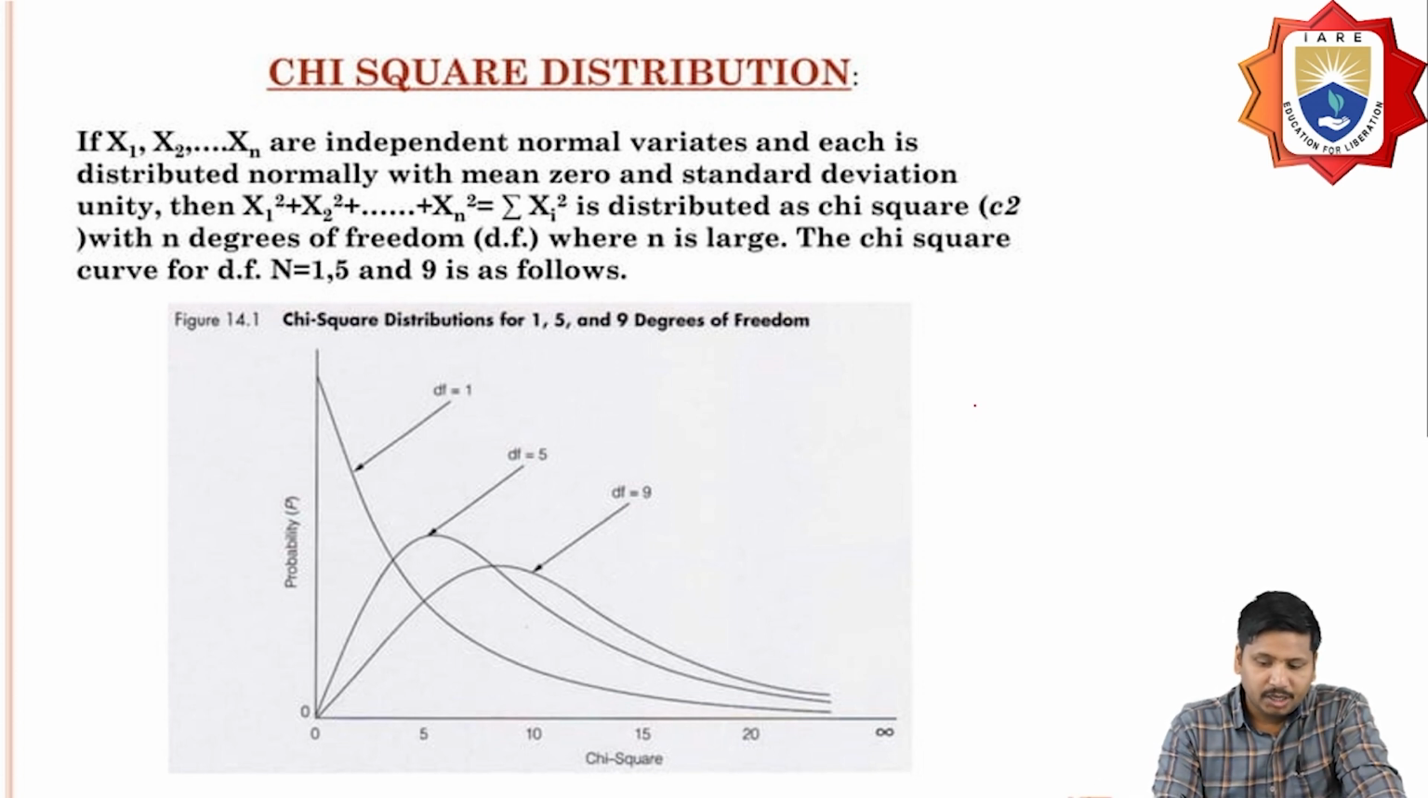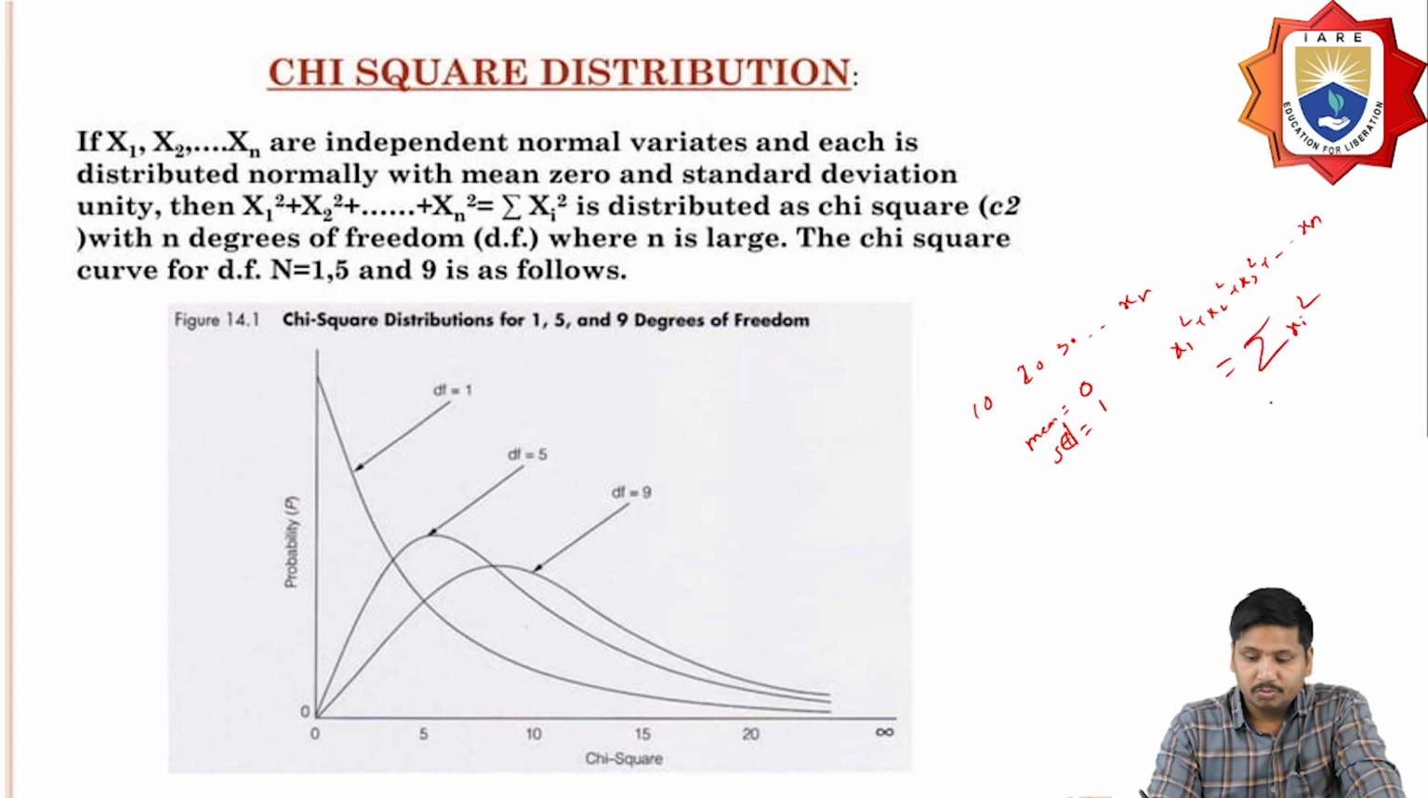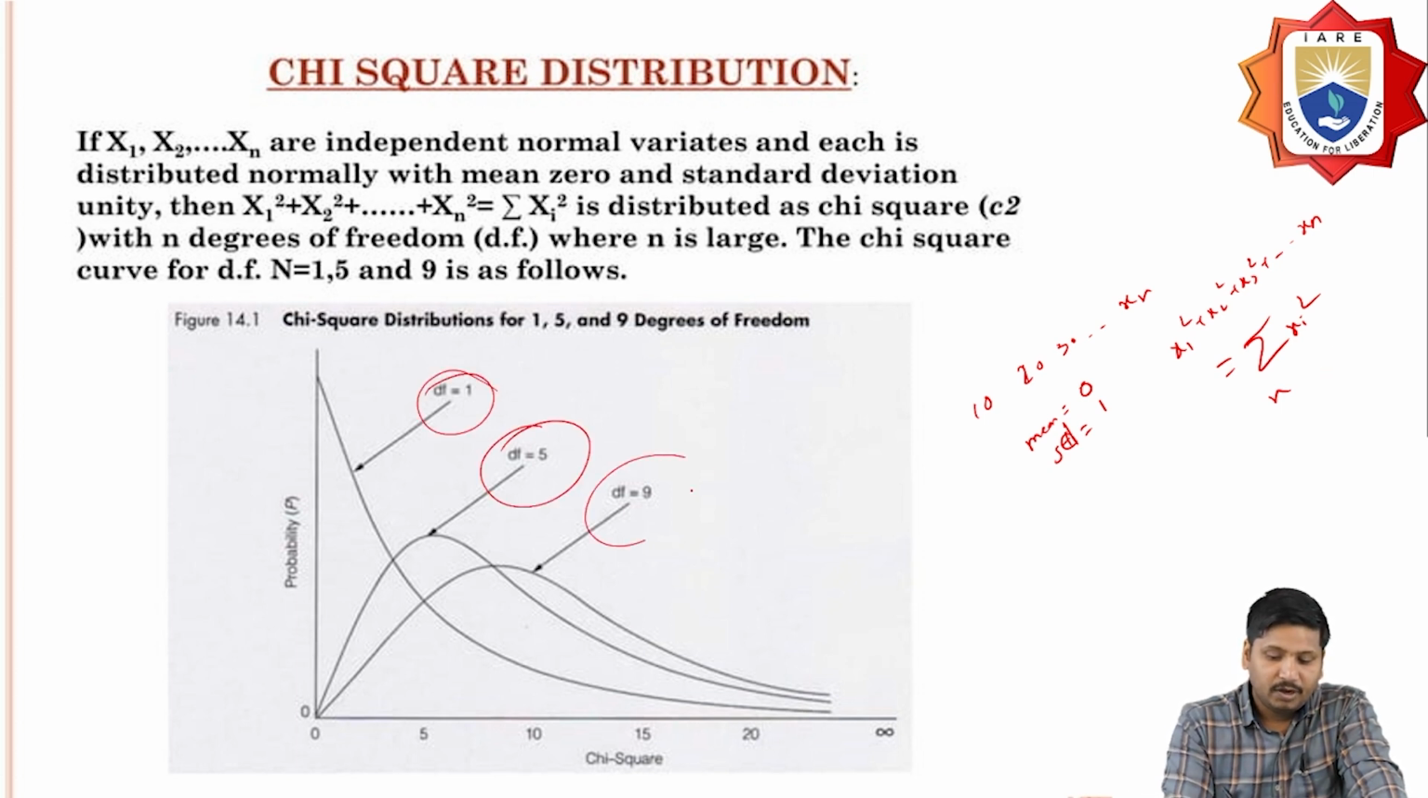Suppose I take values x1, x2, and so on up to xn, as independent normal variables, and each one is distributed normally with mean value 0 and standard deviation 1. Then the expression x1 squared plus x2 squared plus x3 squared and so on up to xn squared is written as chi-square, and it is distributed as chi-square with n degrees of freedom, where n is large, and the curves are obtained for n equal to 1, 5 and 9.